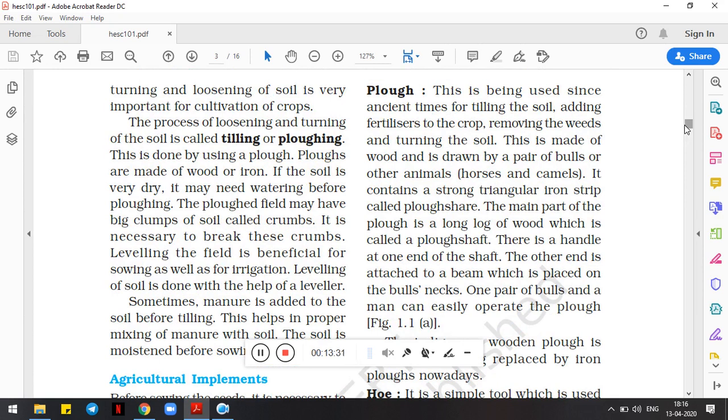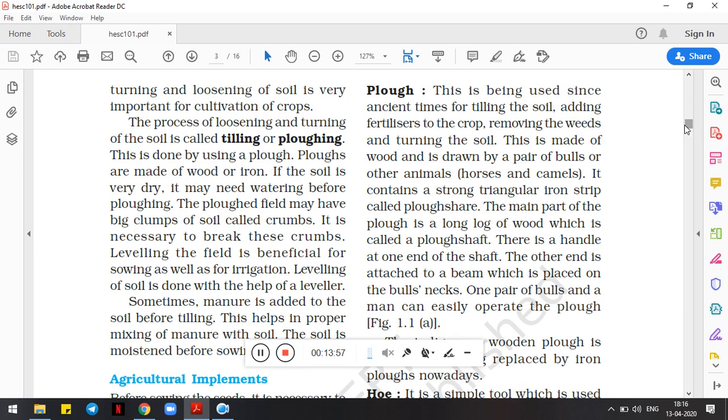Plow has been used since ancient times for tilling the soil, adding fertilizers, removing weeds, and turning the soil. You have seen a plow. I would like you to draw a plow. Whatever imagination you have of a plow, you can draw it on a paper. Wooden plow or iron plow.